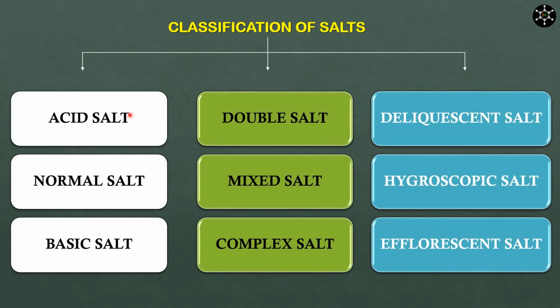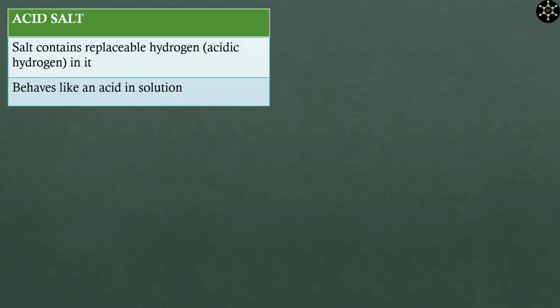Under classification of salts, we have three sections. First section is acid, normal, and basic salt. Second section is double, mixed, and complex salt. Third section is deliquescent, hygroscopic, and efflorescent salt. Acid salt contains replaceable hydrogen or acidic hydrogen atoms in it. It behaves like an acid in solution.